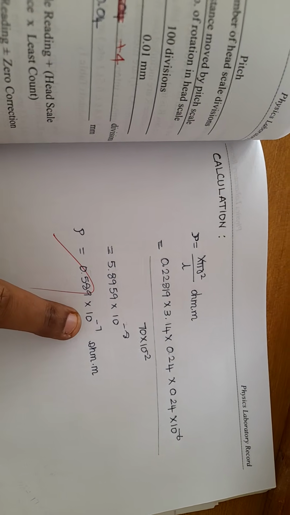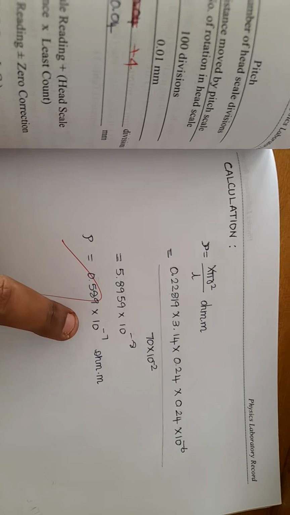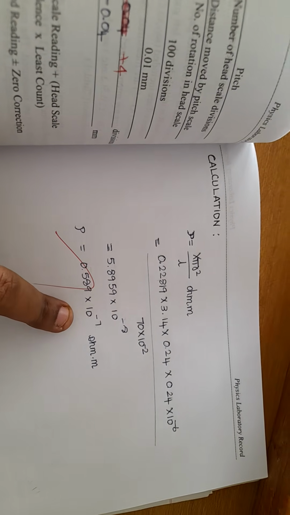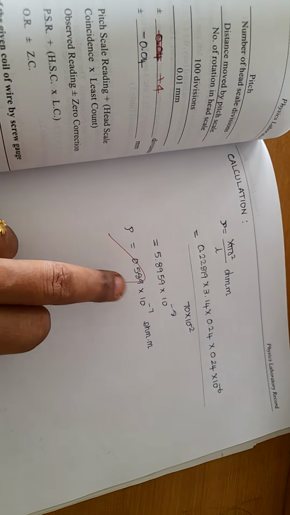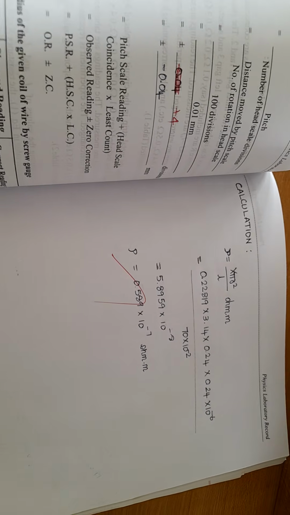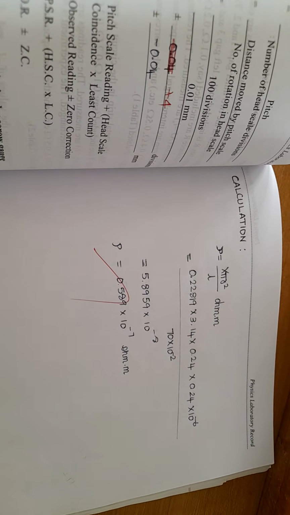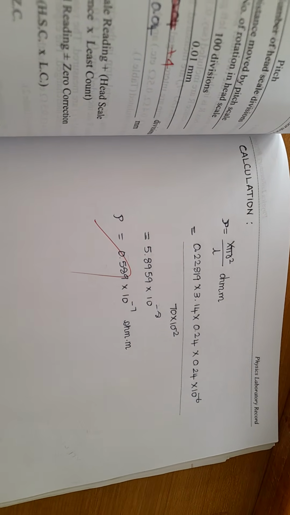Generally the specific resistance of the coil is expressed in 10 power minus 7 ohm meter. Okay, so this is the final value of the specific resistance for the given coil of wire. Here steel is used. Thank you.